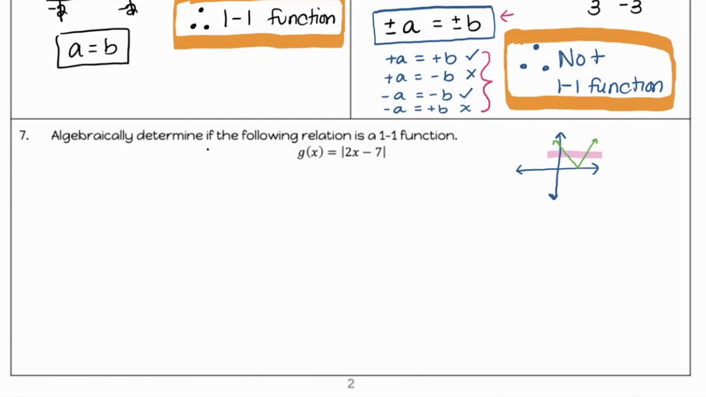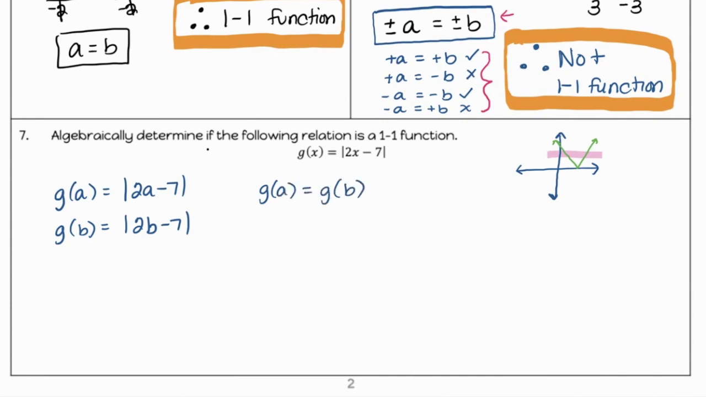Since I have a g function, I'm going to say g of a and g of b. I have the absolute value of 2a minus 7, and the absolute value of 2b minus 7. So I'm naming it based on its original name, which is the g function. I know that I want to prove g of a equals g of b, and my goal is to get to a equals b. So I'm going to substitute.